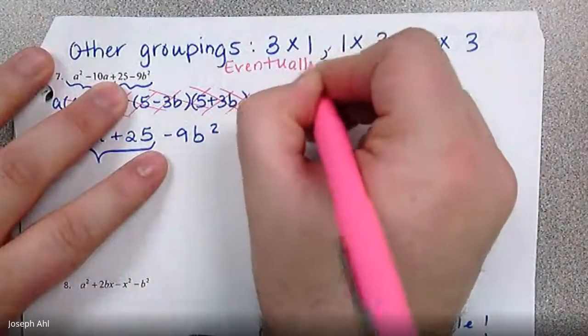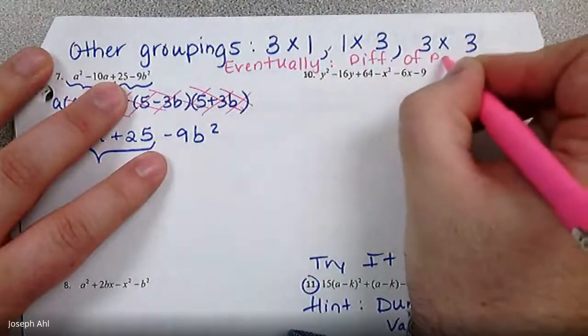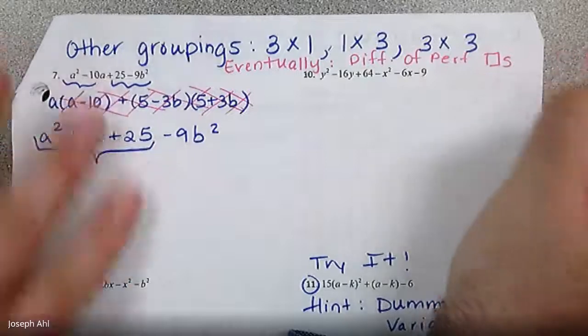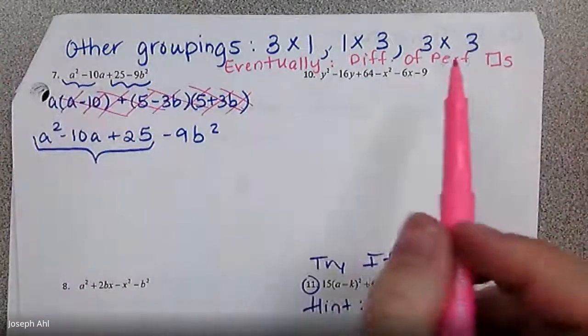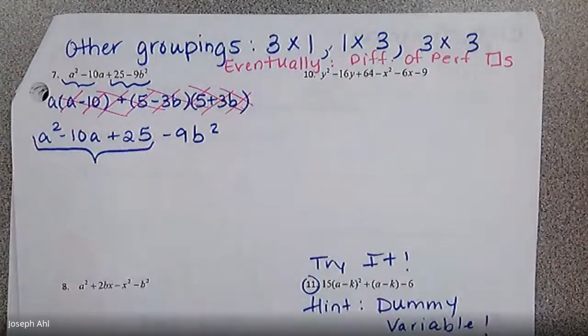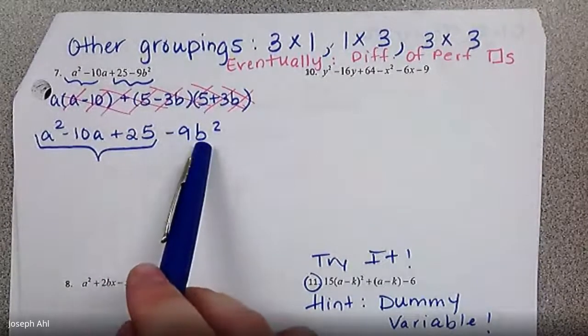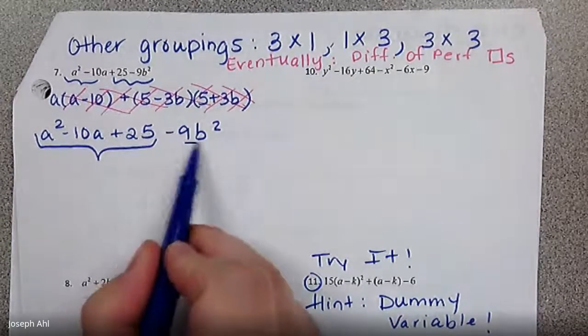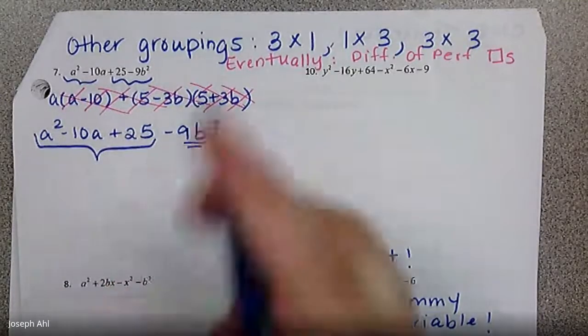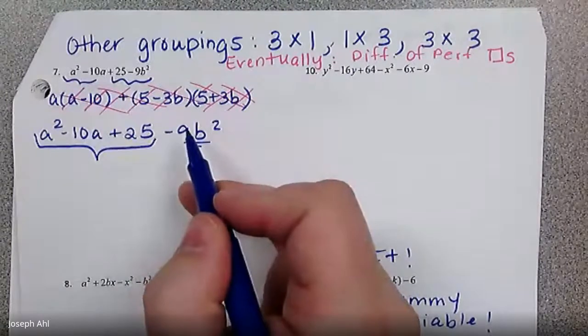Eventually, each of these techniques becomes the difference of perfect squares, which seems a little odd. We didn't see that coming, but eventually each one of these cases will break down to a difference of perfect squares. Now that we know that, why do we like this last term, minus 9b squared, as my single standalone term? Well, 9b squared is a perfect square, and it's being subtracted.